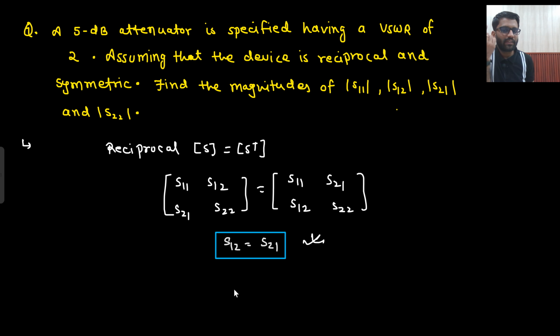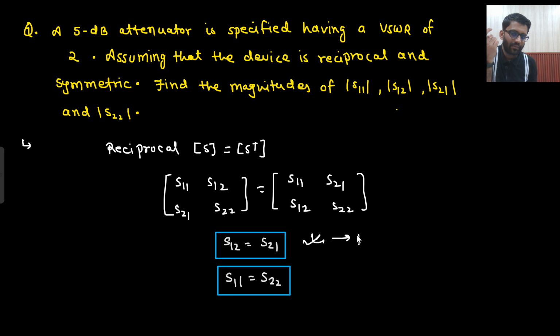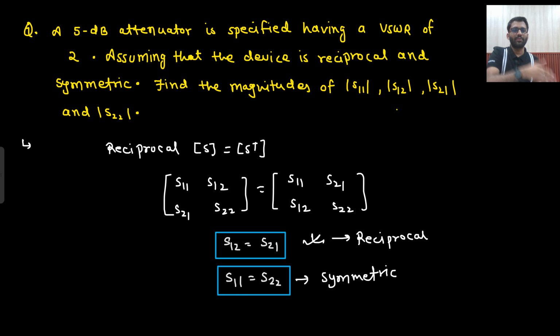And for symmetric, what is the condition? That S11 is equal to S22. So this is the condition for symmetric, and the one for reciprocal we have already studied. For symmetric, all the reflection coefficients should be equal. Okay, S11 should be equal to S22, equal to S33, equal to S44. So all the reflection coefficients should be equal. So this is the condition. Okay. Now, what are they saying?